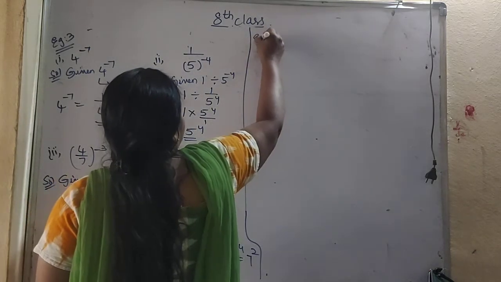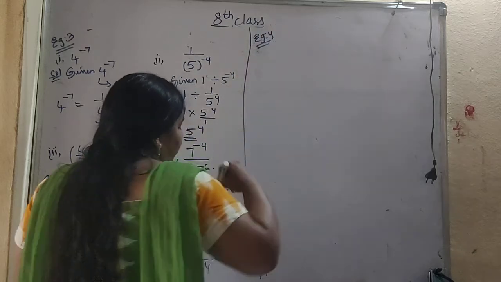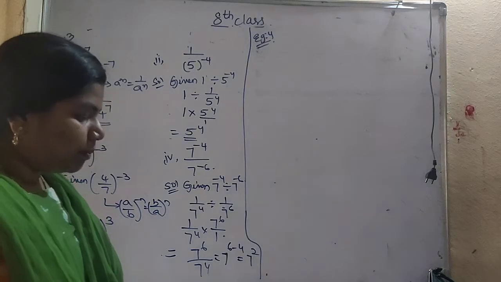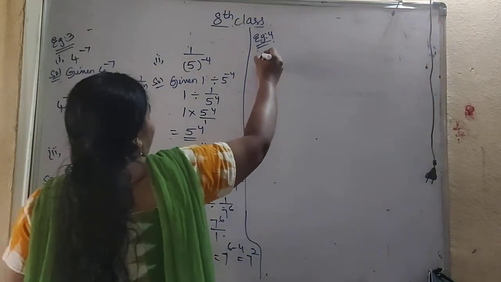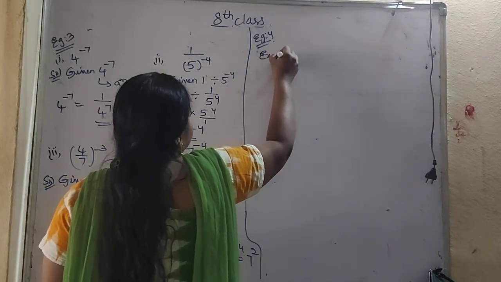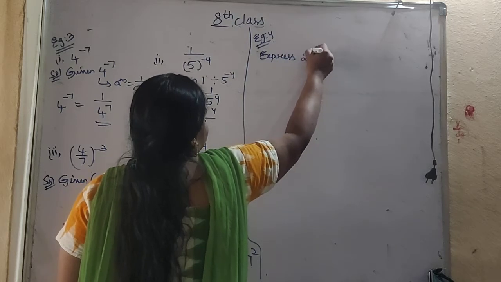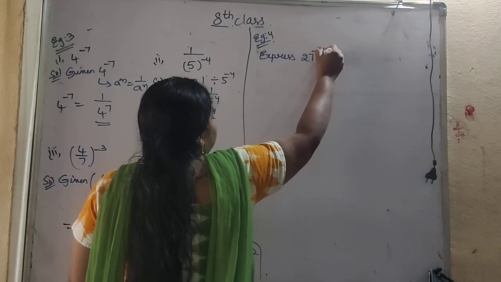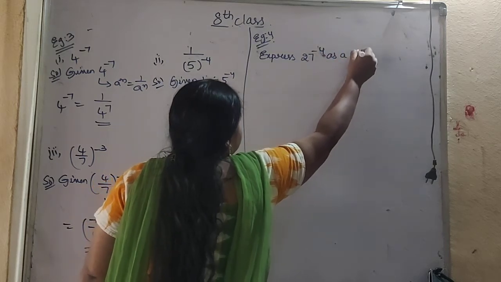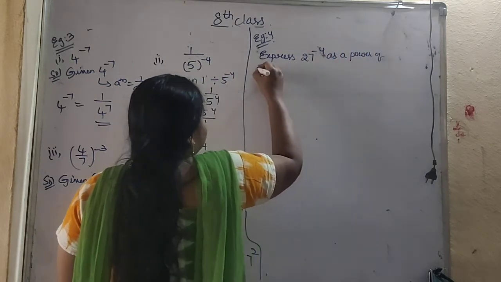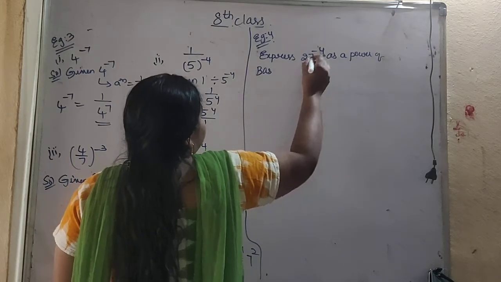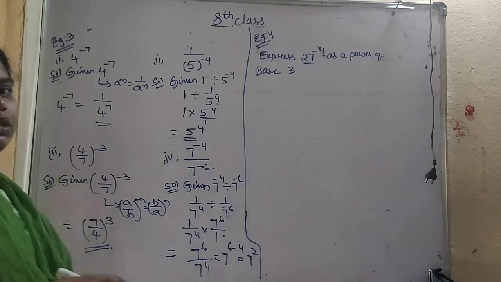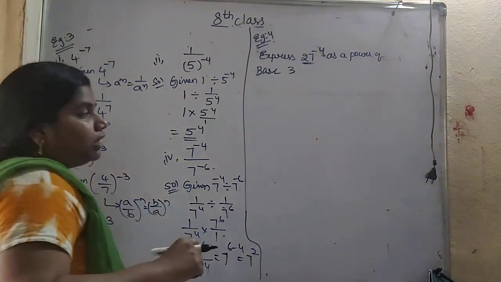Next is example number 4. What is example number 4? Express 27 to the power of minus 4 as a power with base 3. So we have to express 27 to the power of minus 4 as a power of base 3. The base 27 should be converted into base 3. In place of 27, you should get 3 there.